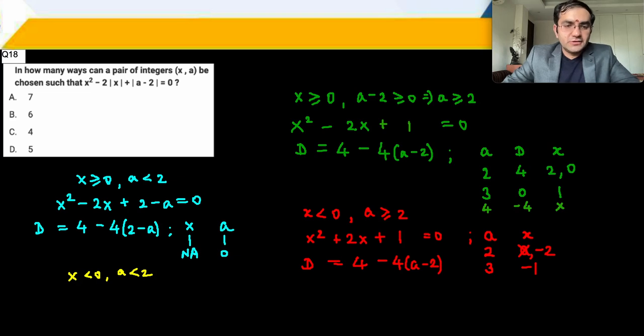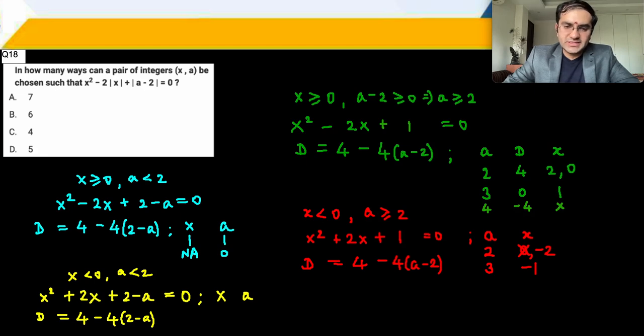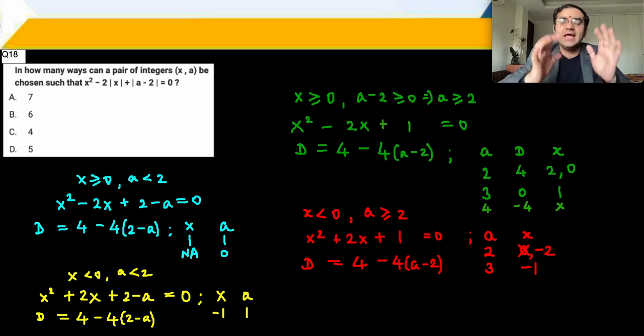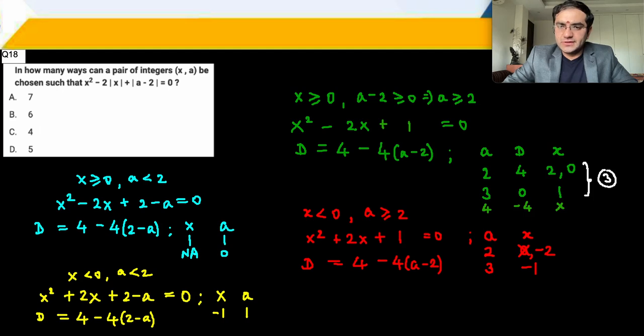Let's finish it off for the last case now. x is less than 0, so here plus 2x will come. a is less than 2, so plus 2 minus a will come. Let's put a as 1, discriminant is done. If we put a as 1 then x is minus 1, and if you put a as 0, there will be no further solutions. This becomes the end of the set. So I have 3 solutions over here.